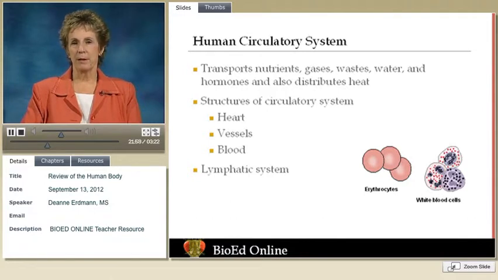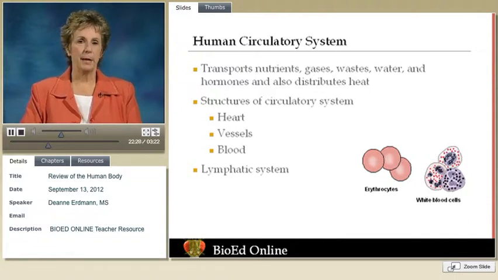The vessels, we have arteries, veins, and capillaries. Arteries take blood away from the heart and in general carry oxygenated blood, with exception of some vessels around the heart. And the veins return blood back to the heart, generally unoxygenated blood, with the exception of some vessels going to and from the heart and lungs. And finally, the capillaries, which is where the actual work and exchange of the circulatory system occurs.